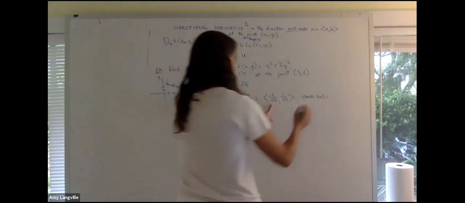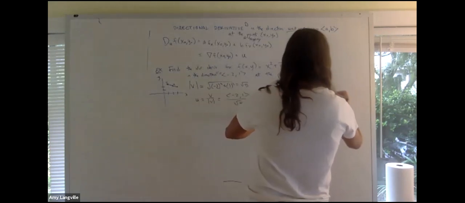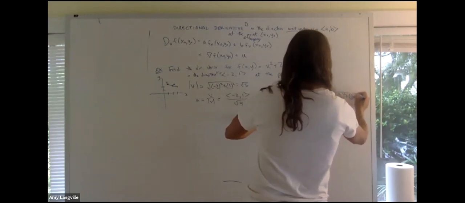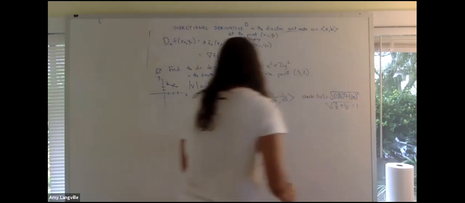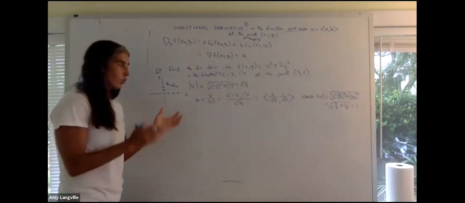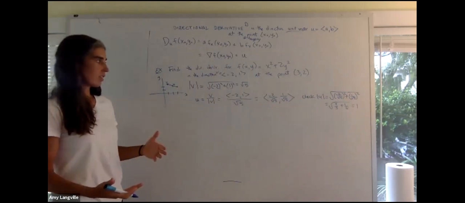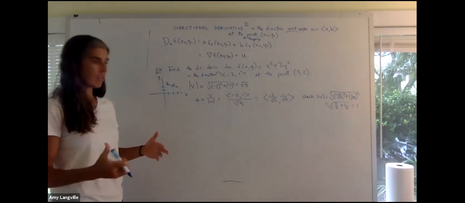The square root of the sum of the components squared. So minus 2 over square root of 5 squared plus 1 over square root of 5 squared, square root of 4/5 plus 1/5 is 1. Okay, so we did a little bit of prep work to make this actually fit the definition of directional derivative.